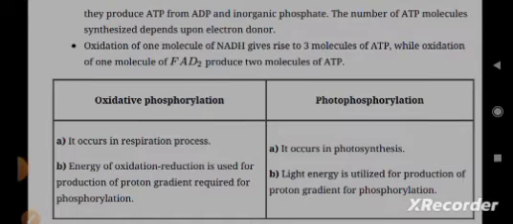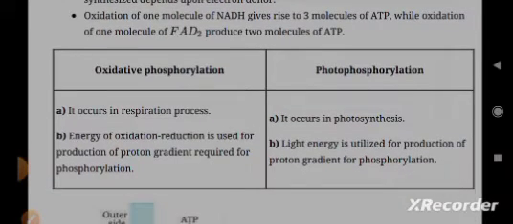Oxidative phosphorylation occurs in the respiration process. Photophosphorylation occurs in photosynthesis. Energy of oxidation reduction is used for production of the proton gradient required for oxidative phosphorylation. Light energy is utilized for production of the proton gradient for photophosphorylation.